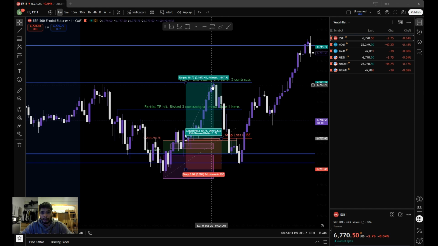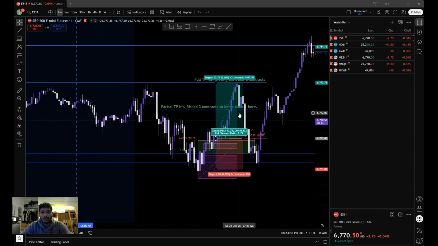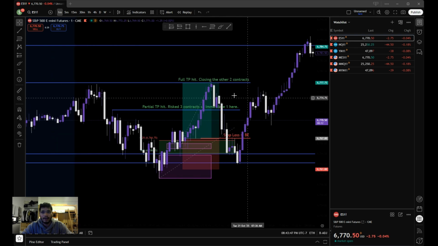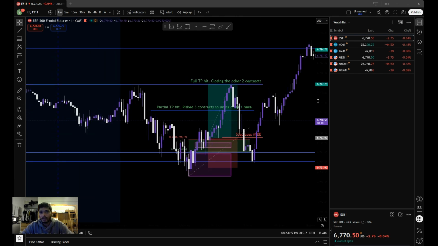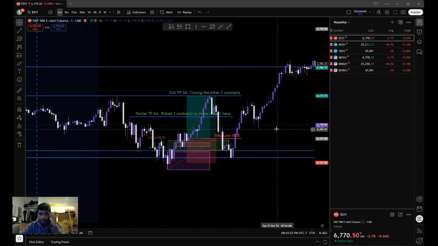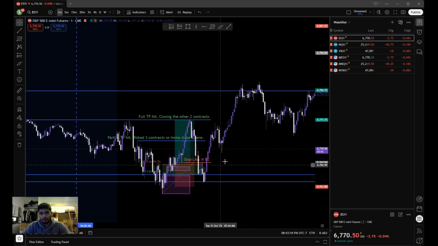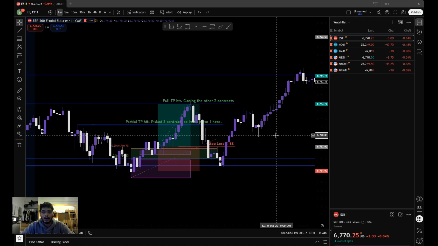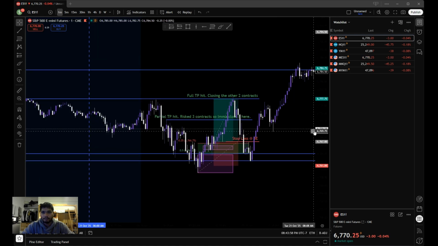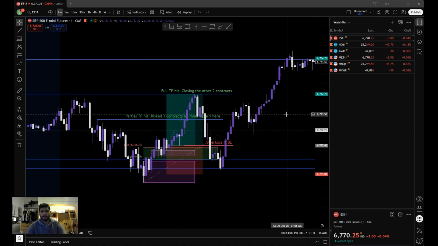Look at this move. We top ticked the entire move. We literally got out at the best spot. It did end up retracing all the way back down and back up, but dude, we got our piece of the pie. It's great. I risked three contracts. That was $225. I profited 337.5. So pretty good day.